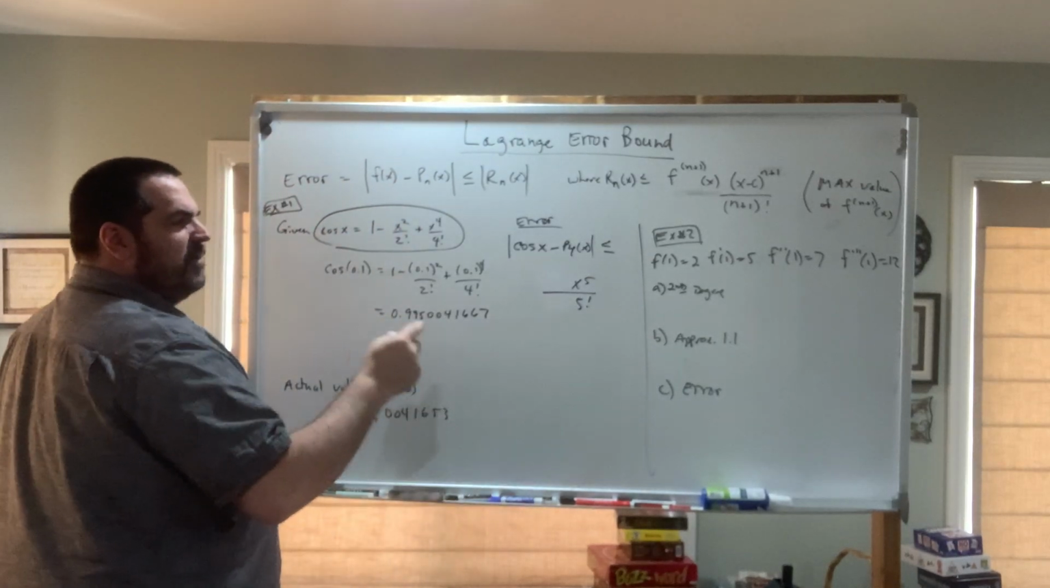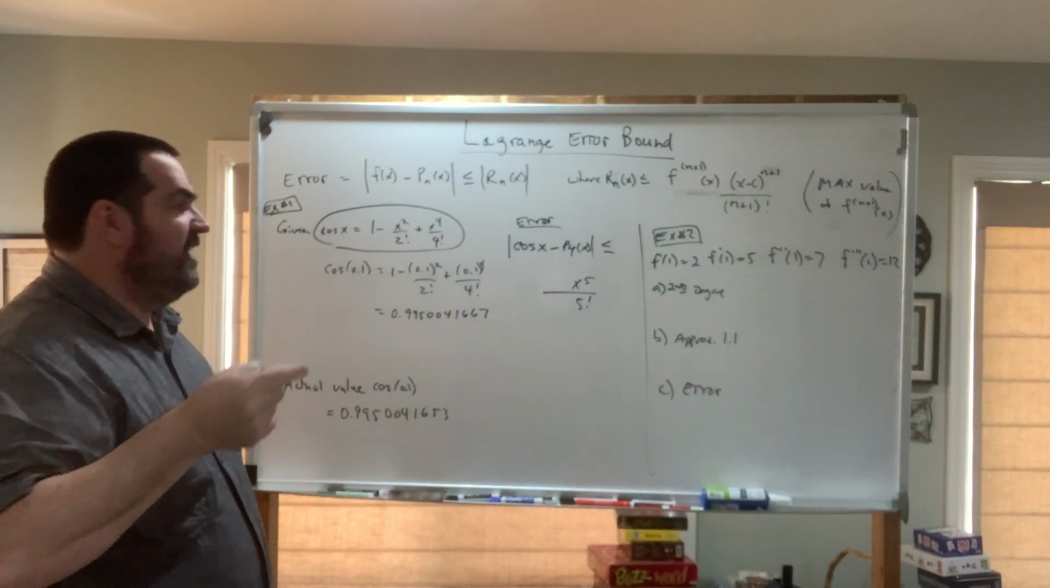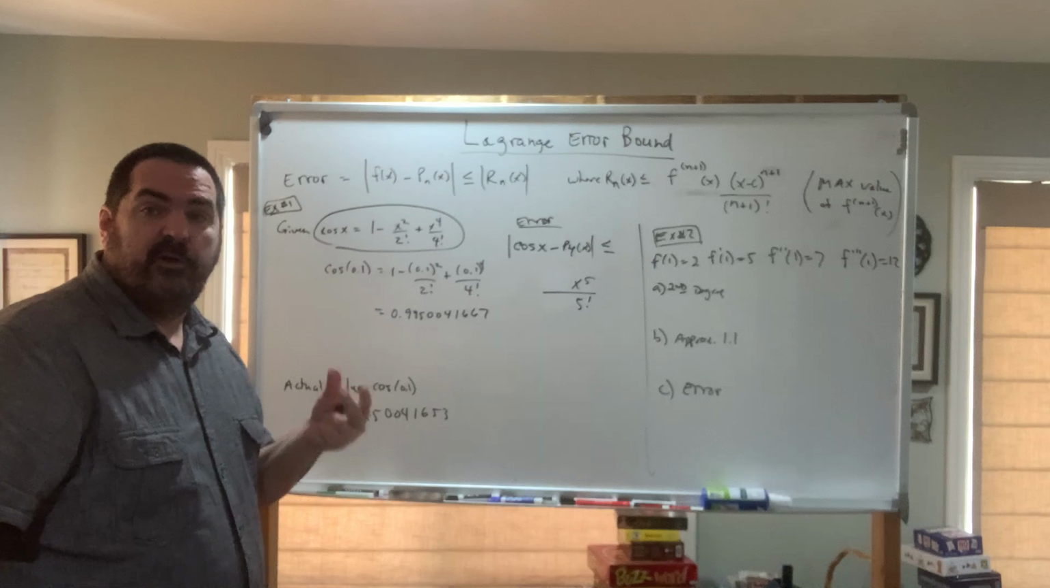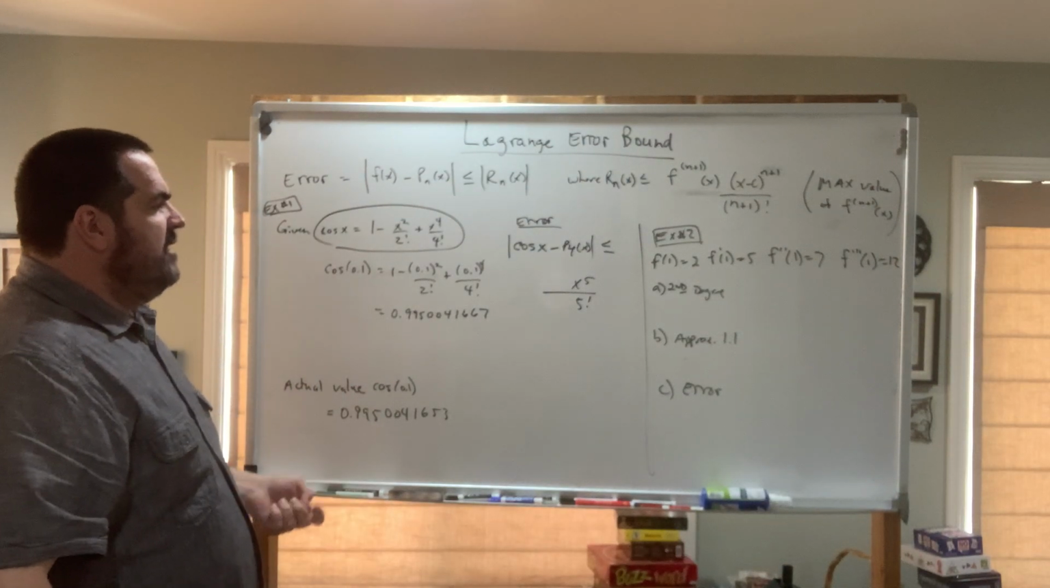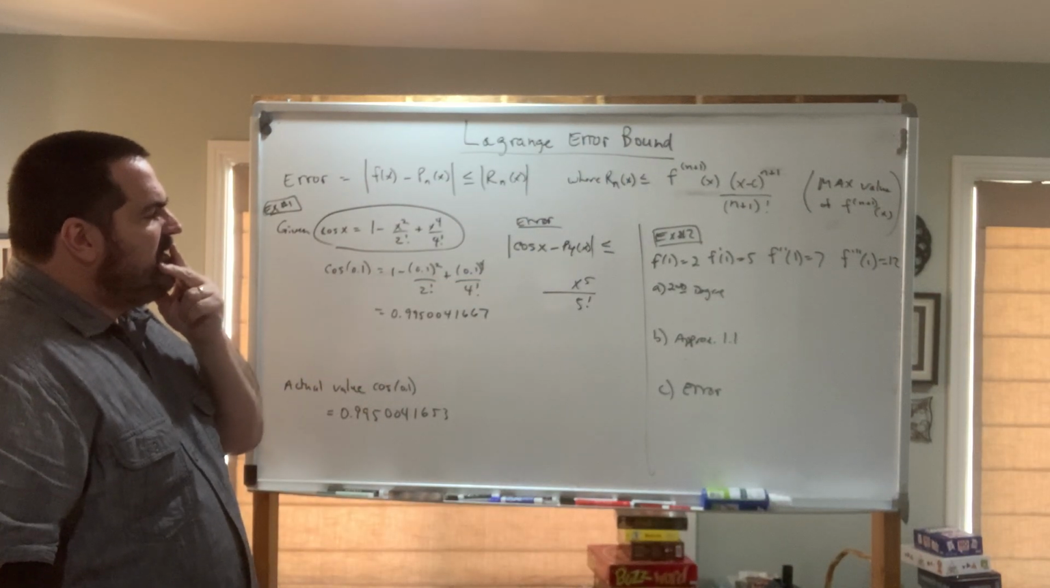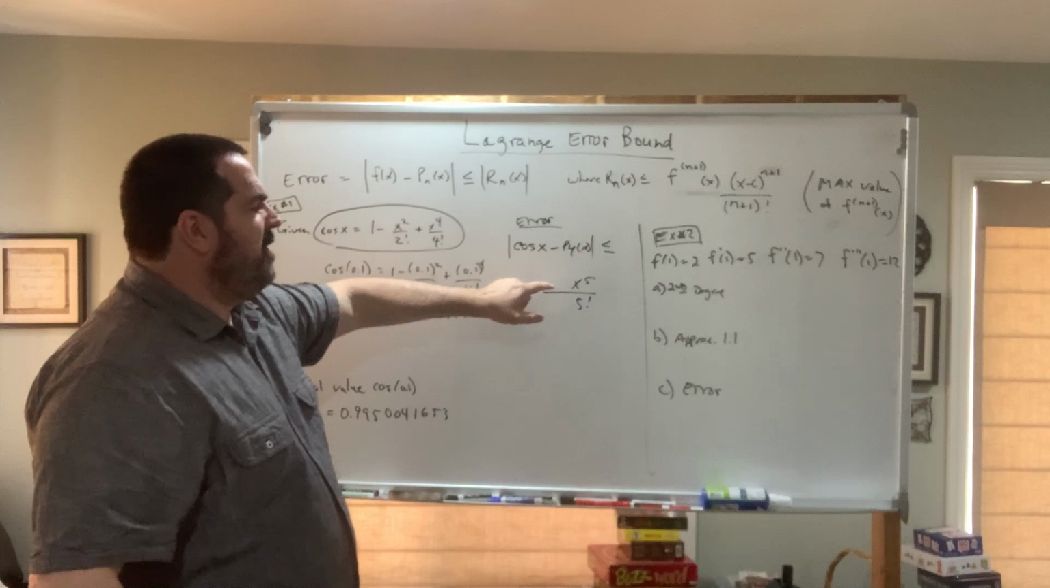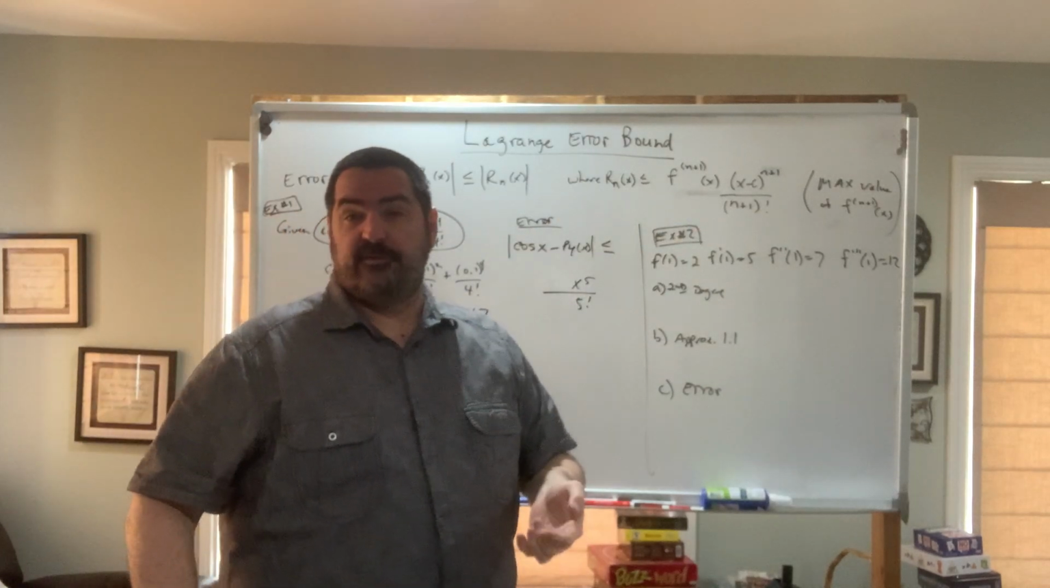Now, we're going to be plugging in 0.1 into this in just a second because we're checking this all at 0.1. What's the error at 0.1? So I'll be plugging in 0.1 for x. But the multiplier is, what's the maximum the 5th derivative could be?